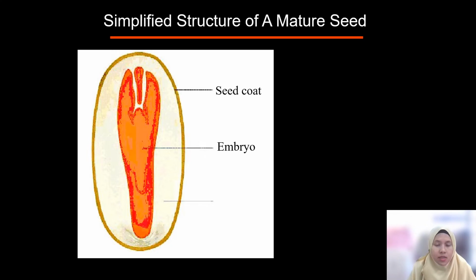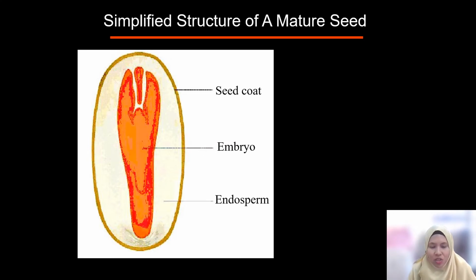So one of the reasons for the seed coat is to protect whatever is inside the seed. Okay, so the embryo is the tiny plant. So it's the baby plant. So it's the same with humans. The embryo inside the womb of the mother is like a baby human, baby lah.